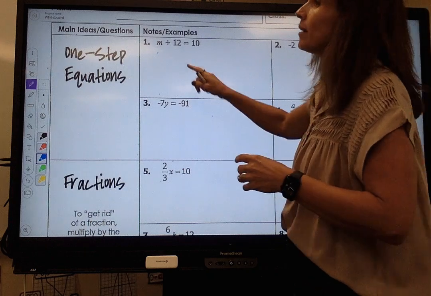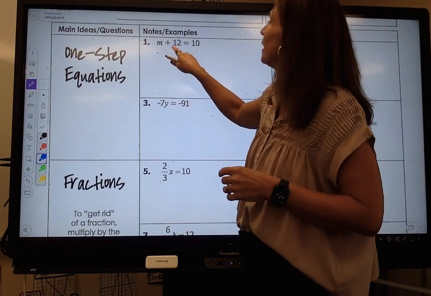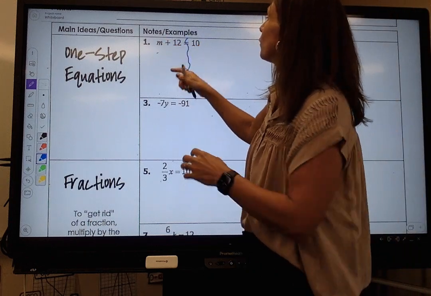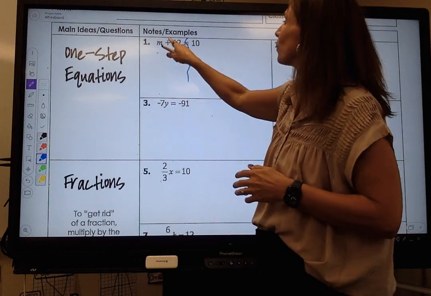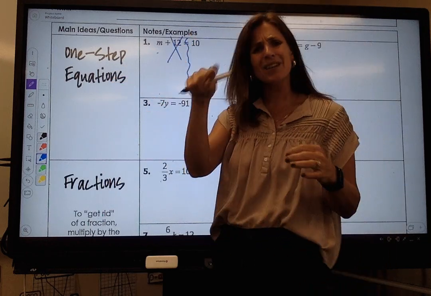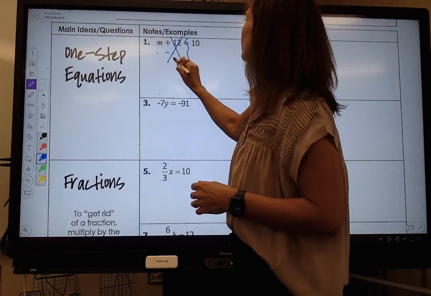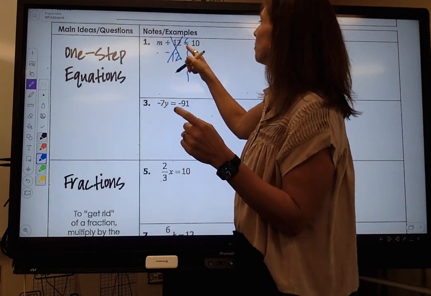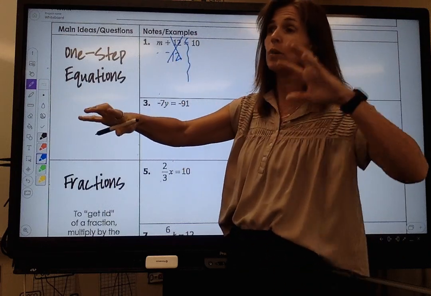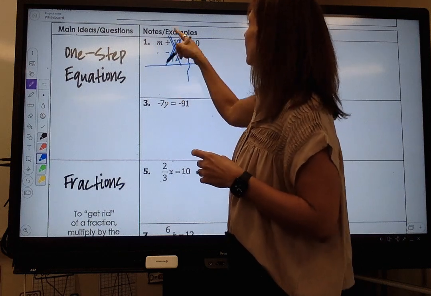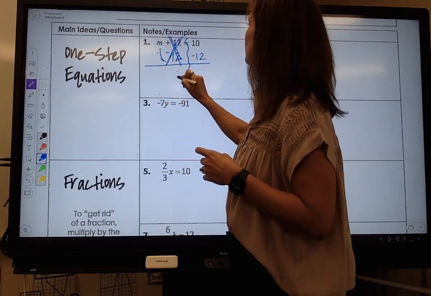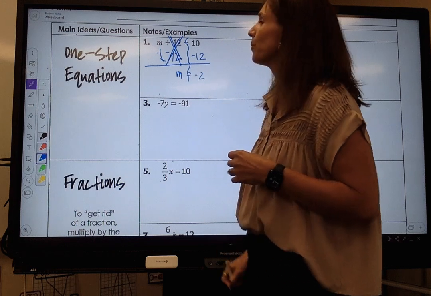So if you look at number 1, to get m by itself, remember you've got to do additive inverse here. You've got to do the opposite. So if you want to zero it out, what's going to zero out the 12? Negative 12. And whatever you do to one side, because it's an equality, you do to the other side. And now, additive inverse cancels out, and it leaves me with m equals negative 2.